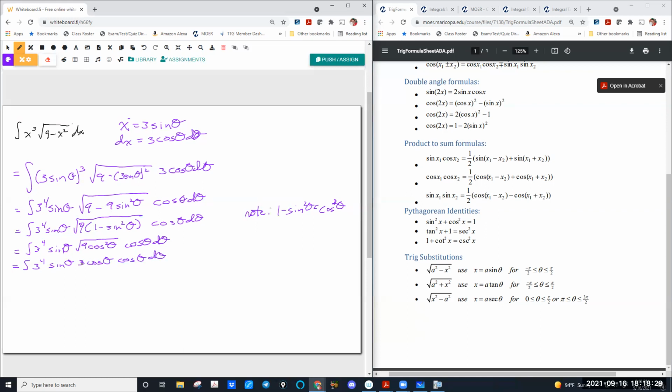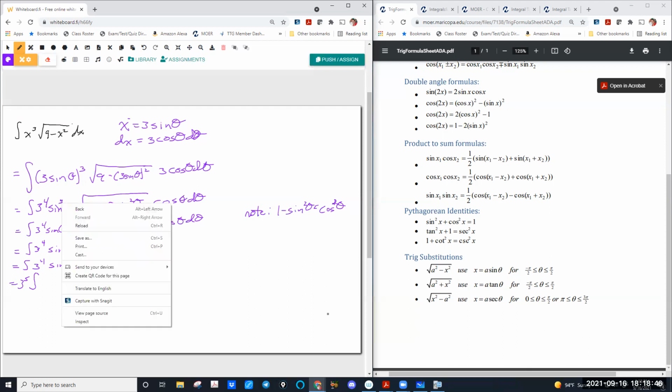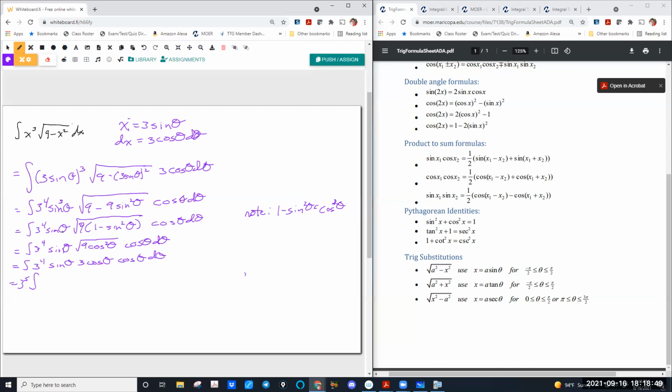d theta. All right, let's get these 3's out of here. Let's put that 3 with this 3. That gives us 3 to the 5th. I'm going to pull them out this time. Oh, shoot. Guys, I got to go back and fix something. This sine should have been cubed, because it was cubed up there. Apologies. Sine cubed theta, and cosine times cosine is cosine squared theta d theta.